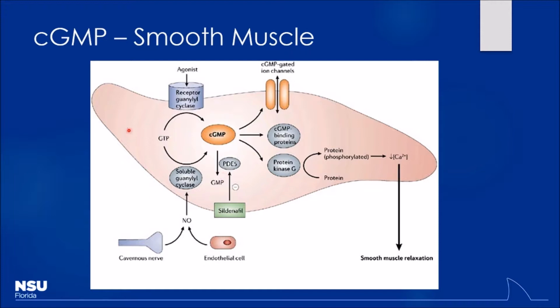So instead of maybe having something that activates guanylyl cyclase, what if I just inhibit the breakdown of cyclic GMP, and thus I have more of it around? That leads to more relaxation, and allows for more blood flow, and thus tumescence can occur, right? You can have an erection.